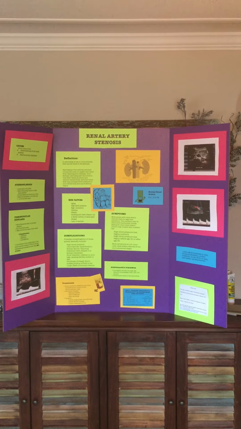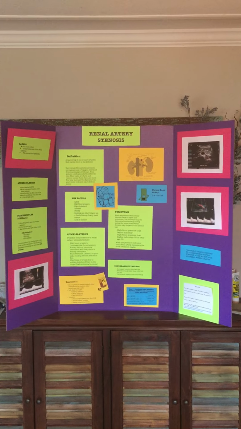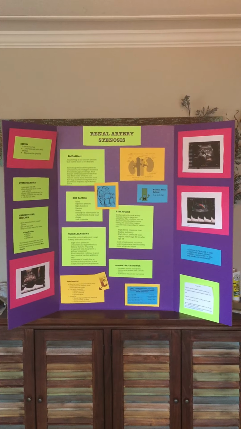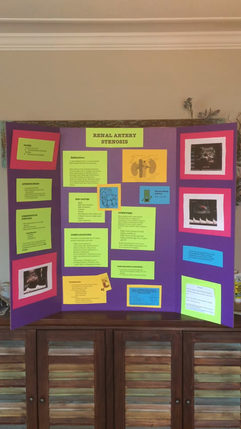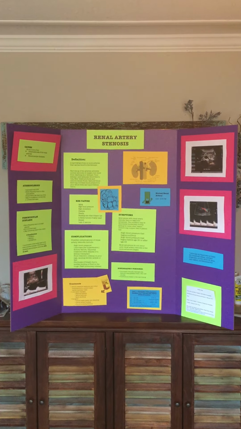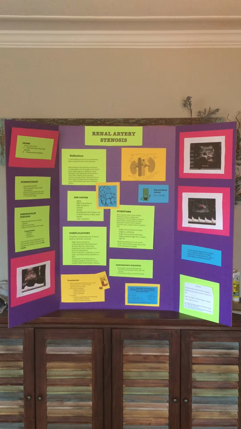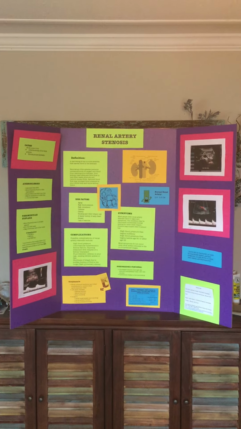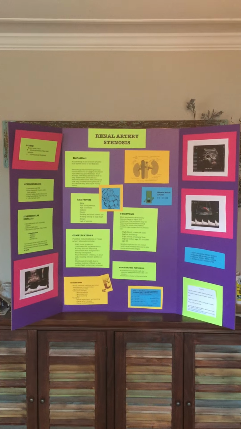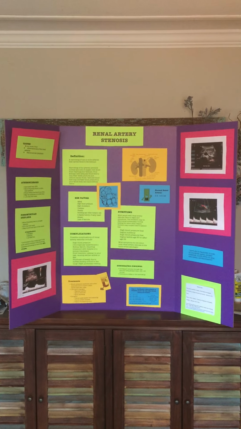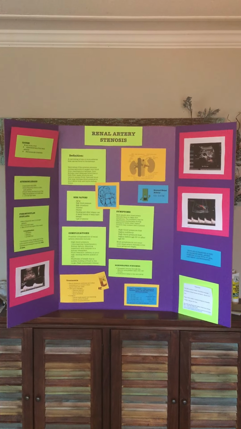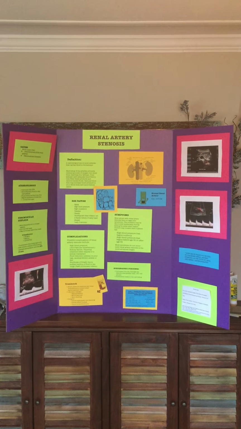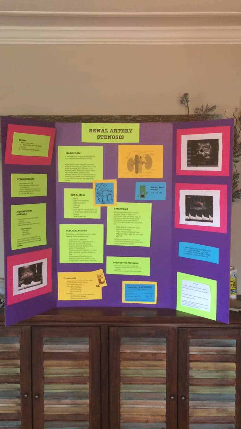Treatments for RAS include blood pressure medication and other medication to control other cardiovascular risk, lifestyle changes such as eating healthy, more exercise, and no smoking, and there are surgeries to correct RAS such as renal angioplasty and stenting, renal artery bypass, or renal endarterectomy.